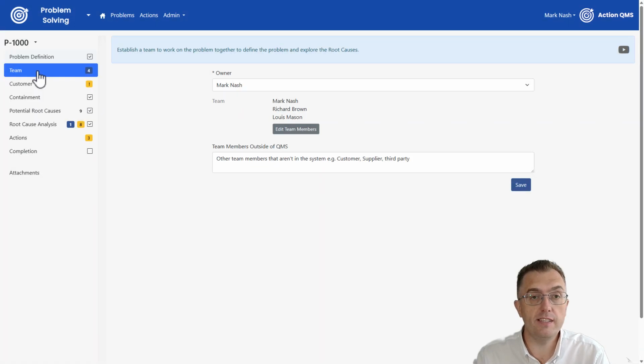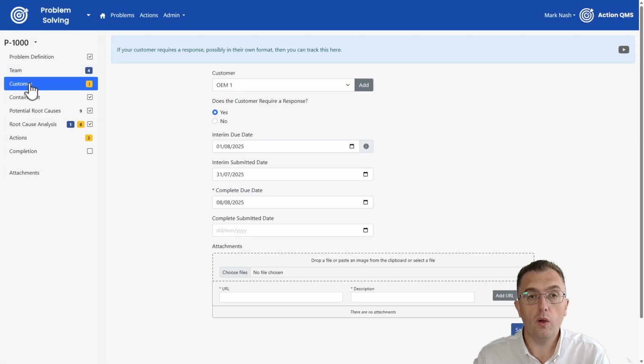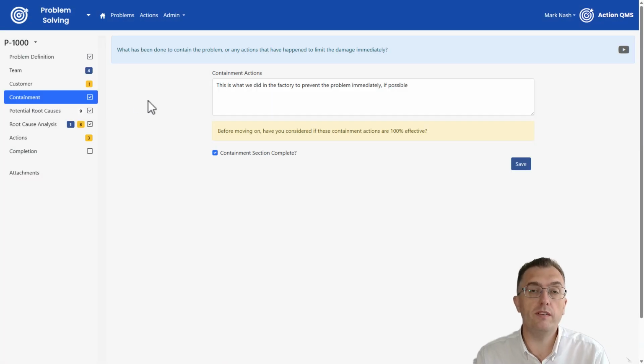Then we move on to the team who was involved in this problem solving process. We then can track our response to customers. So if our customer wants a formal 8D or a formal problem solving document, we can attach it in here and make sure we reply by the appropriate due dates. We have our containment. What did we do temporarily to stop the problem from happening?